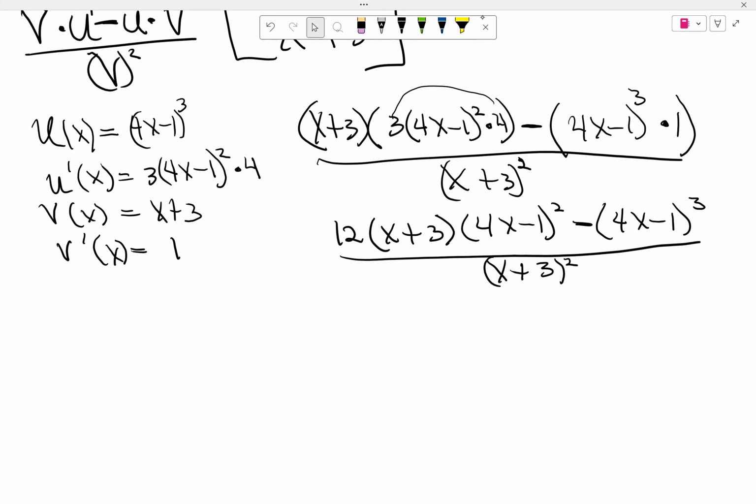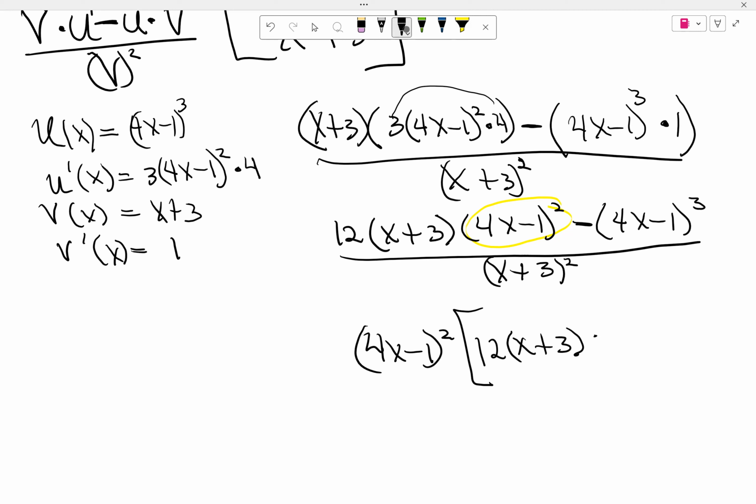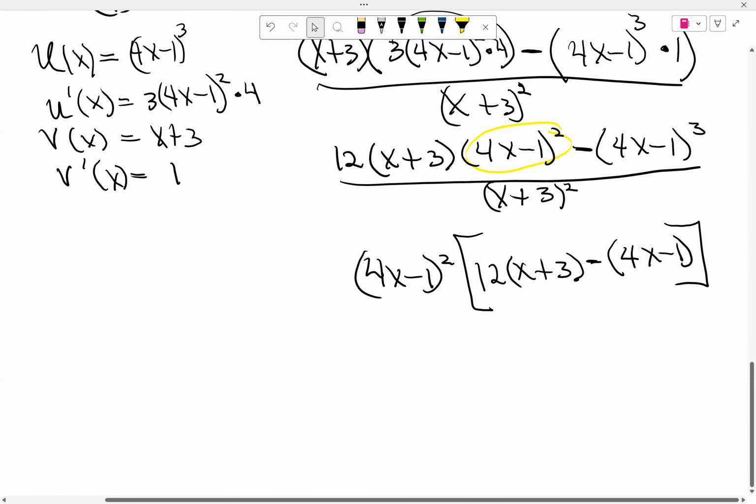Well, it looks like it's common. I'll give you a hint with a yellow marker. 4x minus 1. So I'm thinking that if I factor out 4x minus 1 squared, this is going to leave me in here 12 times x plus 3. And on this side, this is going to be minus. I just need one power of this because I already have two powers out here. Does that make sense?